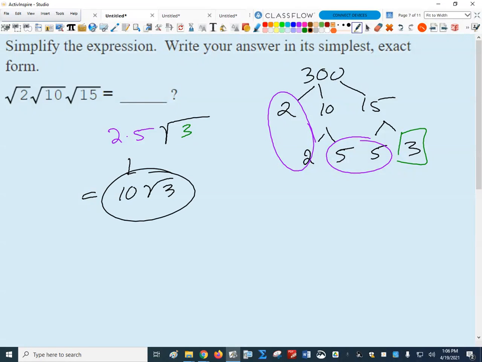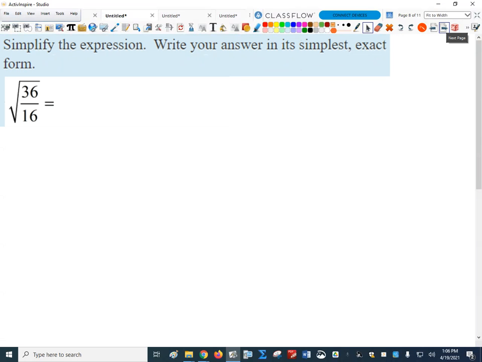Okay? What about fractions? Okay, so if we're going to simplify this like we normally would, hey, Mr.